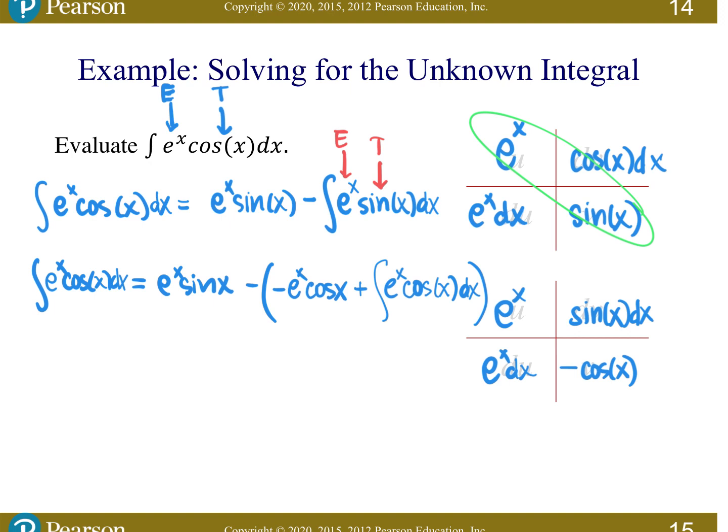All right, so distribute your negative sign back through all the parentheses. So we have the integral of e to the x cos x dx equals the first part, which is e to the x sine x, and then plus an e to the x cos x. And then what about at the very end?